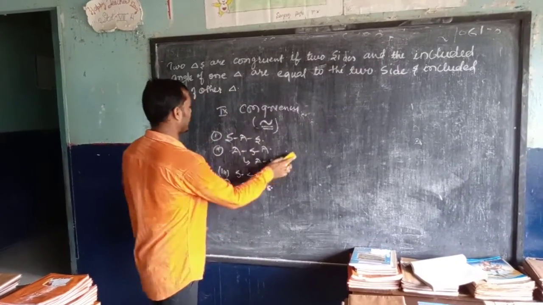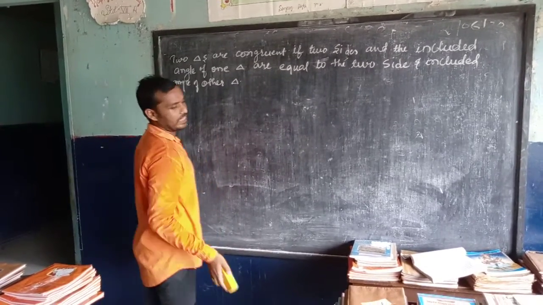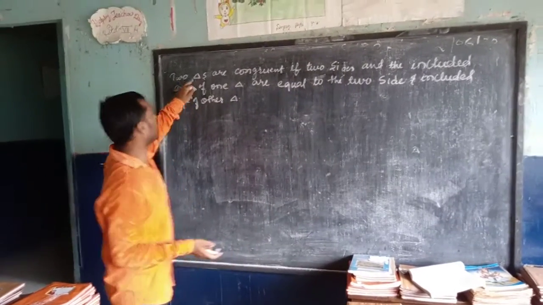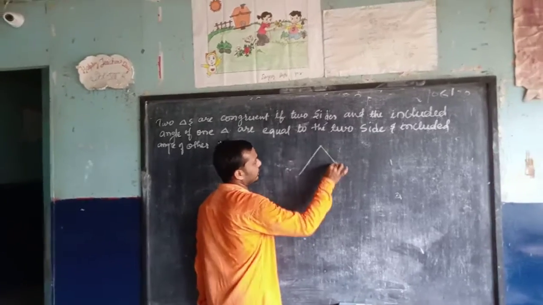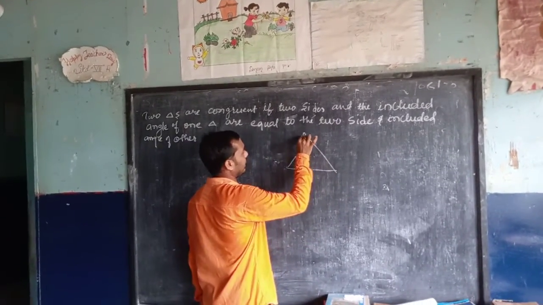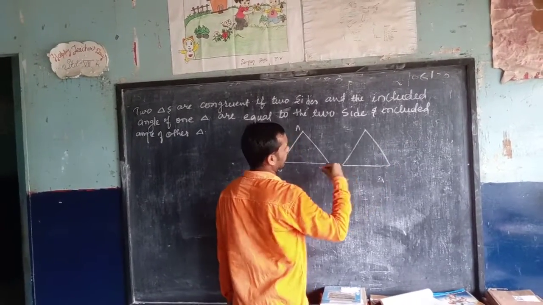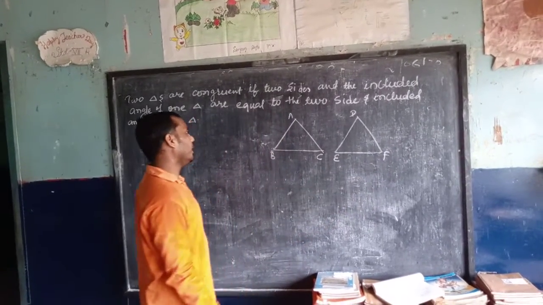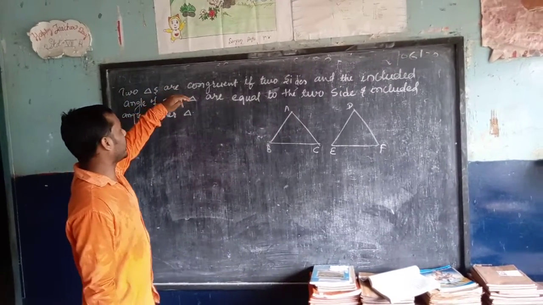So in congruency itself, first is SAS. So we will see the theorem SAS. What does SAS mean? Here, students, I have written: two triangles are congruent if two sides and the included angle. Let us draw the figure. Two triangles. Let the first be ABC, and let the second triangle be DEF. Okay, here we have taken two triangles. Now let's see what the statement is trying to say.